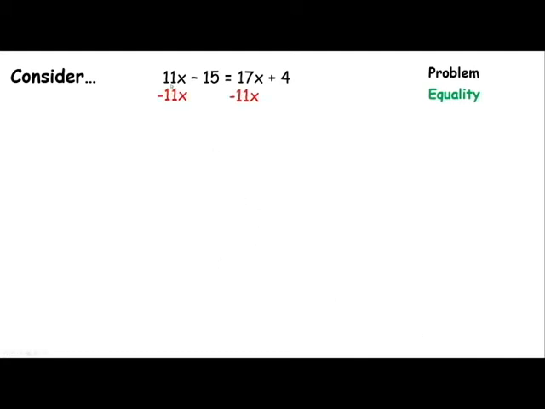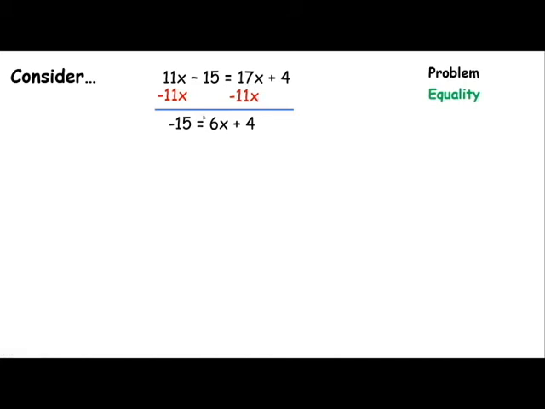This time I'm going to move that 11 and do minus 11 from both sides. And I'm going to get negative 15 equals 6x plus 4. Now, a couple things I want to point out. The last time I moved all my variables to the left side. This time I'm moving them to the right side. Do you know why I'm doing them on the right side this time?